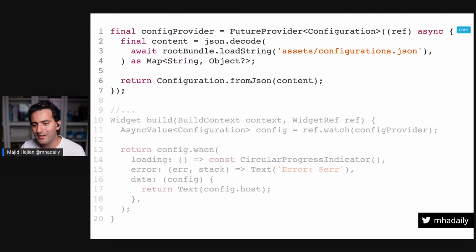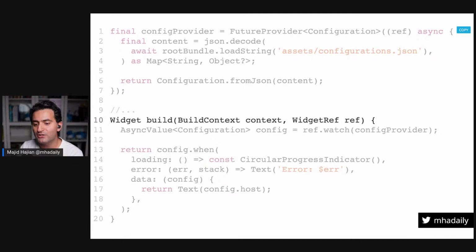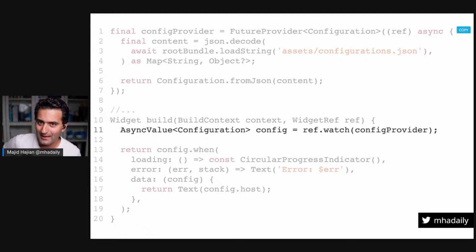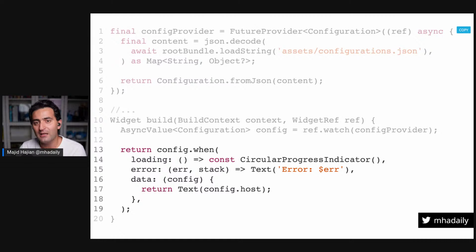And so here is an example where you can actually load your string from that. Let's say you have a JSON configuration in your assets, and then you can return that configuration. And later, that is going to return an async value, which is going to be your configuration object, right? And when you build your UI in any widget that, again, we extend that consumer widget, you're going to have a widget ref. You're going to listen to this provider, and that is giving you an async value of config. And why this is interesting, an async value, is because it gives you a function on that named when.